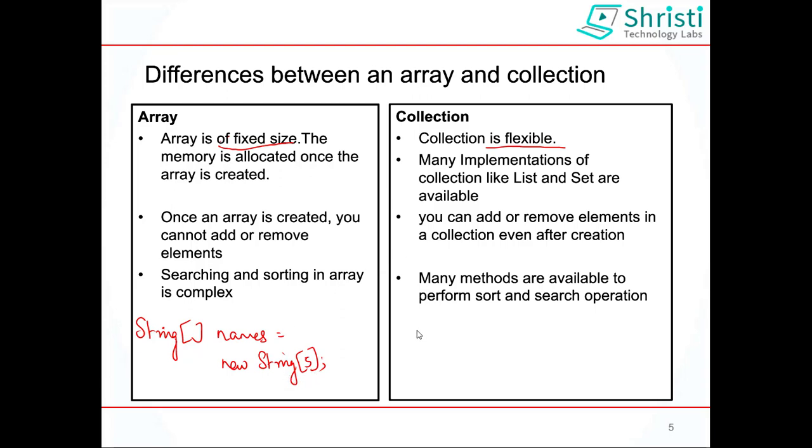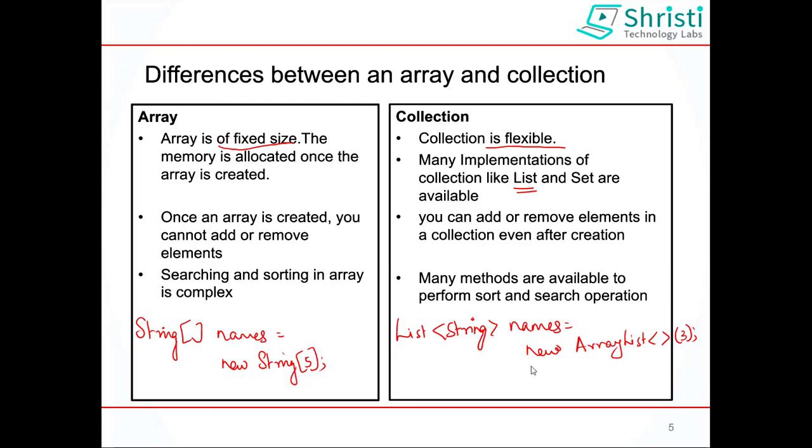Now let me come to the collection part. Let us take the implementation of list. So let me write list of string. It means this collection is going to have string elements. Names equal to new array list. I am using the implementation class array list. Round bracket. In this case, I have not specified any size. If you don't give any size, the size will be 0. If you are giving a specific size like 3, the size will be 3.